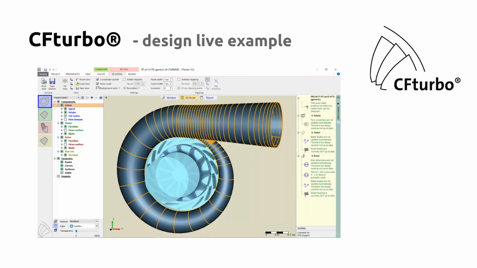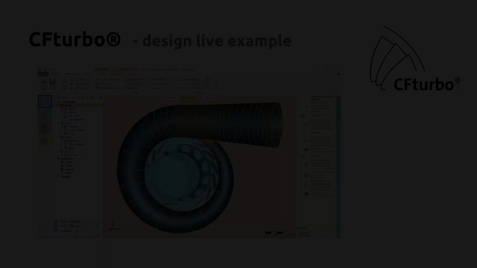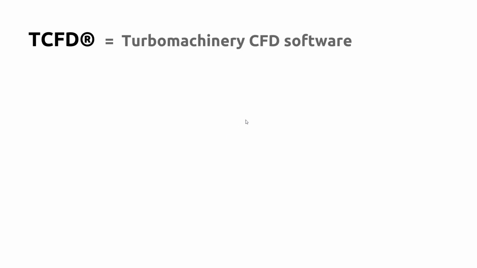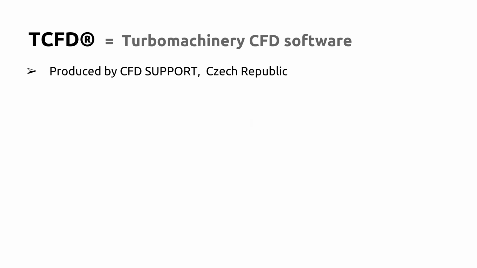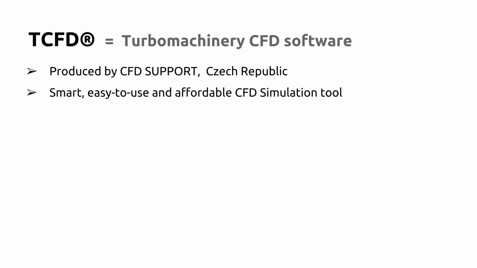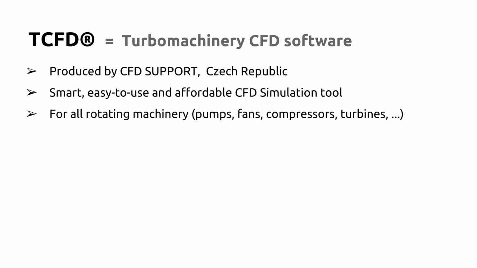Please let me give a brief description of what Machinery CFD is. Machinery CFD is a unique software developed by the Czech company CFD Support. It's a smart, easy to use, and affordable CFD software. Machinery CFD was designed for CFD simulations of all standard rotating machinery, such as fans, pumps, compressors, turbines, turbochargers, hydro turbines, etc. Both axial and radial machines, both compressible and incompressible fluid flows. It's based on the OpenFOAM CFD tool.